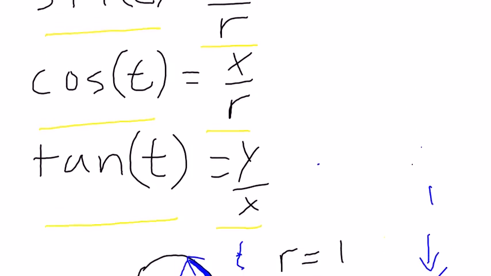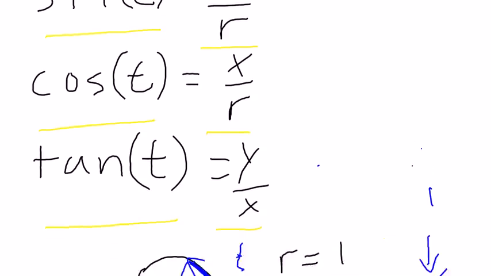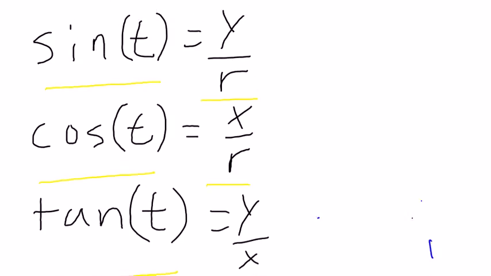So these are the first three ratios we figured out. We also figured out the reciprocal functions. Today we're going to talk about something called SOHCAHTOA. SOHCAHTOA is the start of learning how to do trigonometry when the radius is not equal to 1.